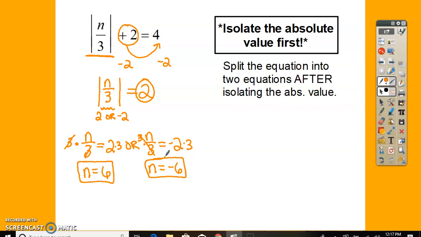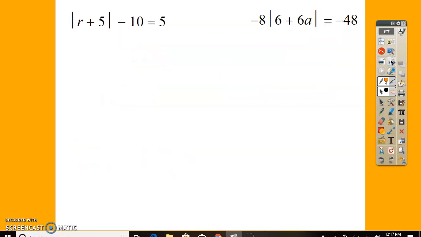So if we look at another example. So now I have the absolute value of r plus 5 minus 10 equals 5. So again, the only portion that is inside of the absolute value is this r plus 5. So because this minus 10 is connected to it on the same side of the equal sign, we have to start by moving it to the other side. It's a negative 10 right now, so I'm going to add 10 to both sides.